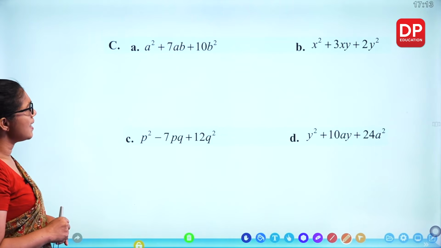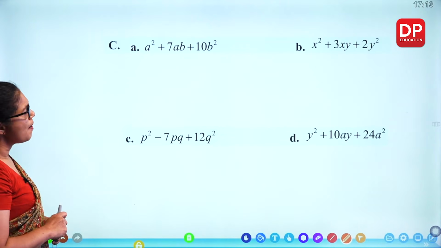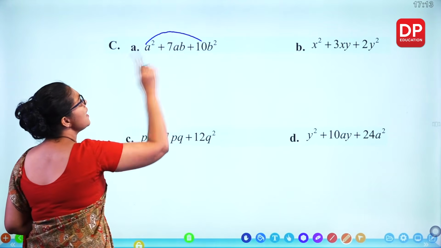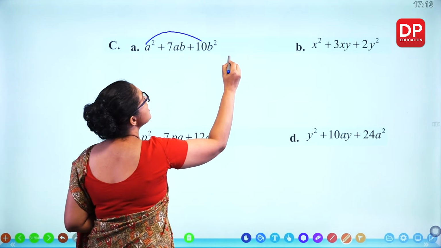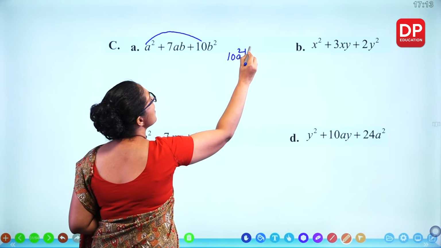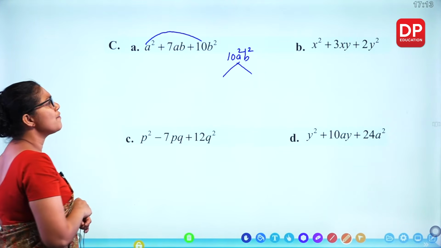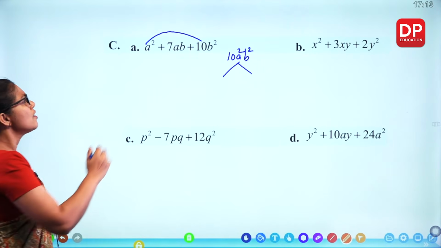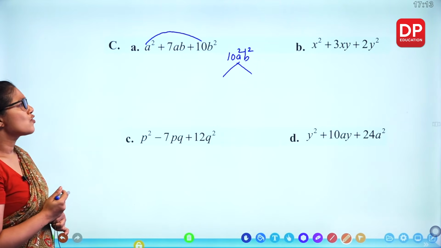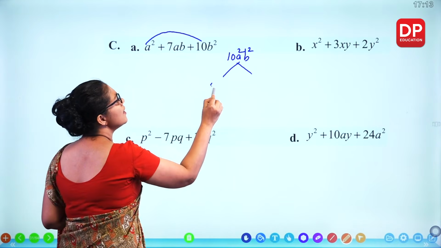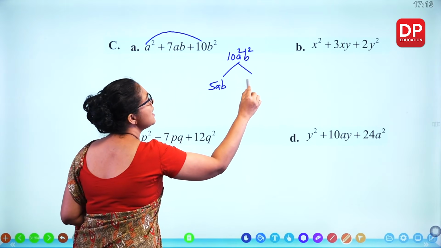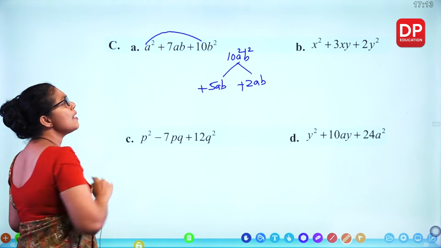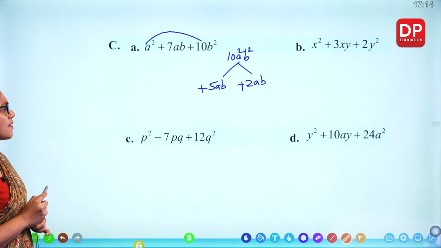So here in this case, all the terms are positive. So here when you multiply this and this, you get 10a squared b squared. Now we need to find out the factors of 10a squared b squared. So here you need to get plus 7. So what are the factors of 10? You can write 5ab and 2ab. Both should be plus because the middle term is also positive.